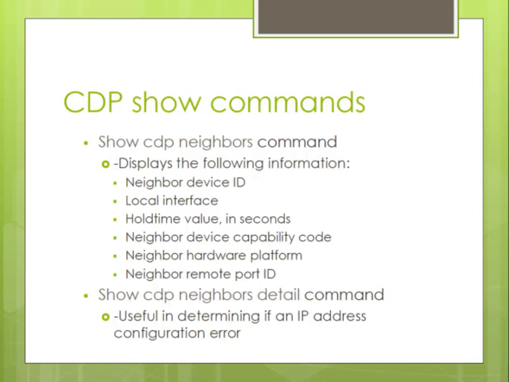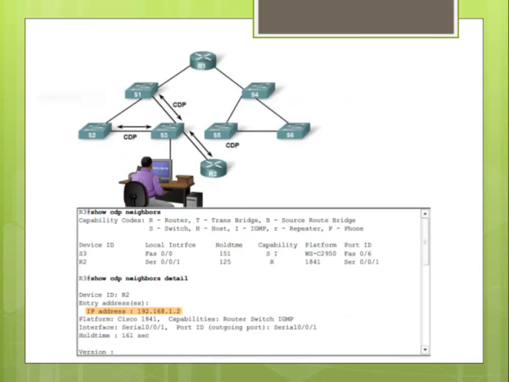It will give you IP addresses, which can be useful for determining if an IP address configuration error has occurred. This next slide here, this diagram is meant to show how CDP operates. We can see here that CDP messages would be sent back and forth to these devices if they are Cisco devices. This diagram does not necessarily go with this output here that is shown.